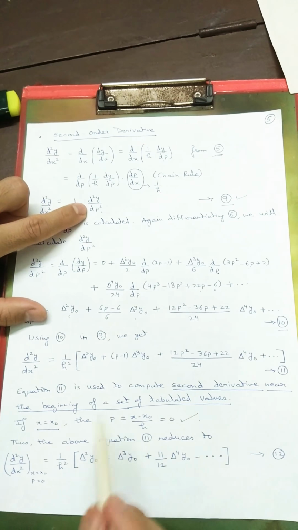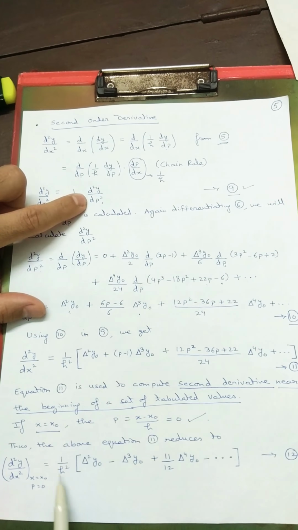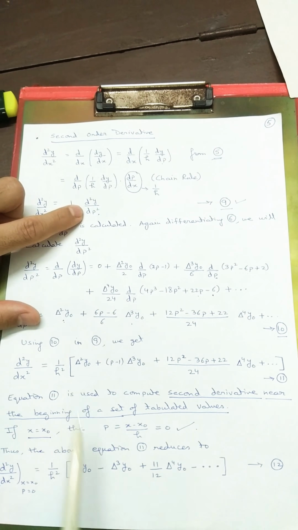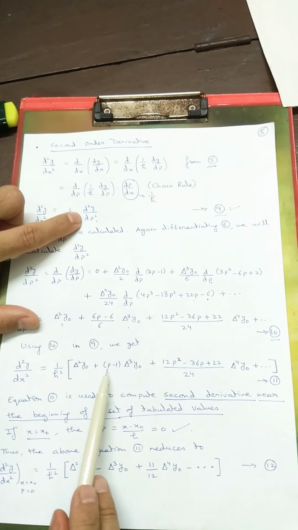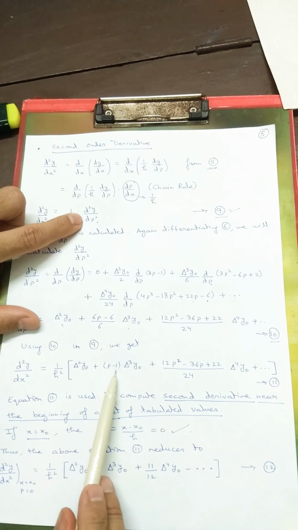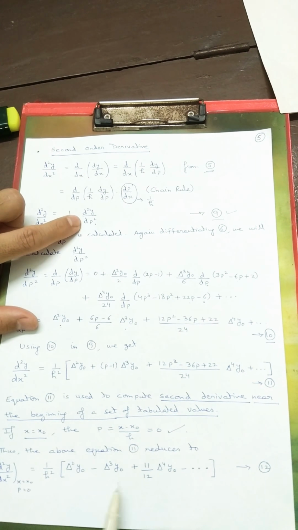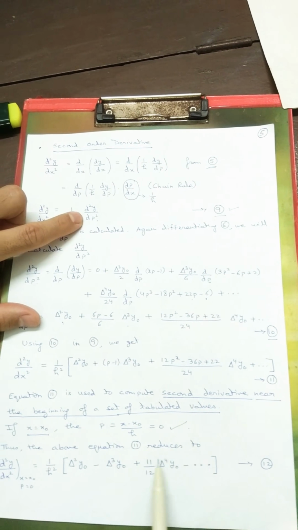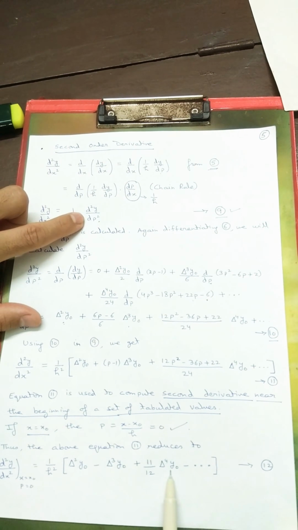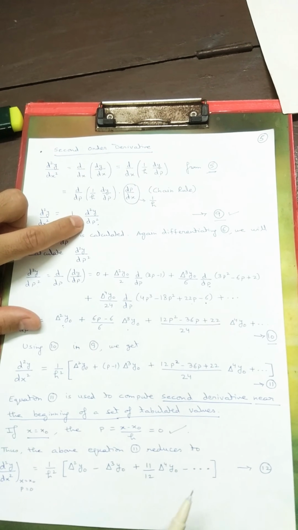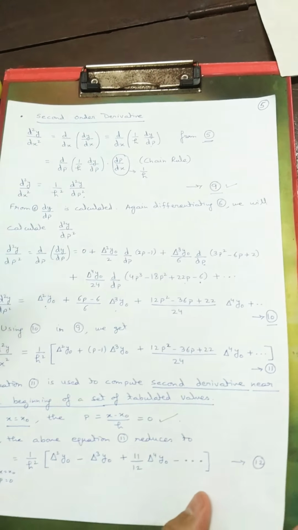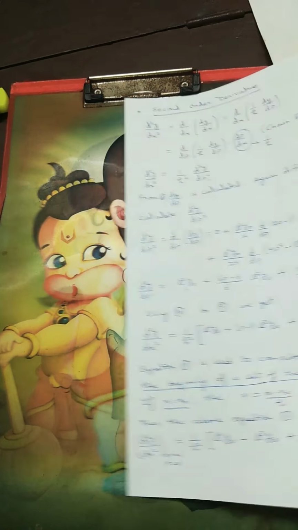Now if p becomes 0 here, the second order derivative reduces to del square y0 is the same. Here if we put p equal to 0, it will be minus del q y0. Here these two terms become 0, it will be 22 by 24, which will be 11 by 12 del 4 y0, and the leftover terms. I hope up to this point it is clear to you.